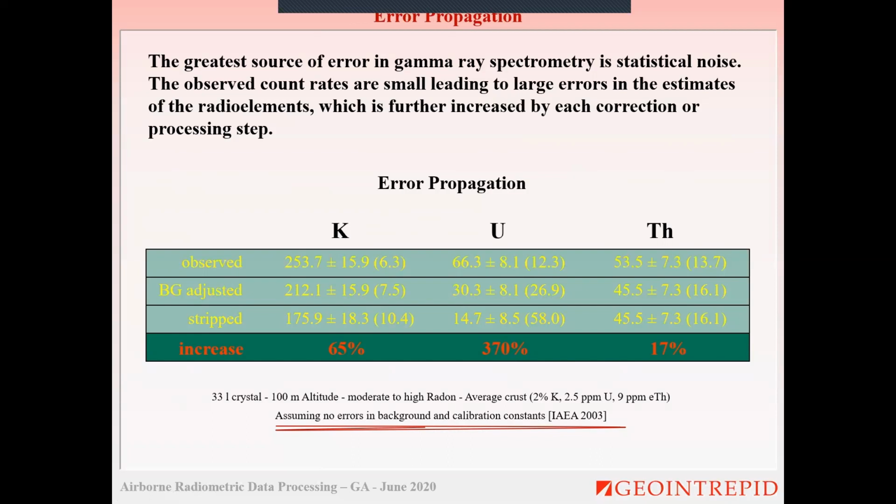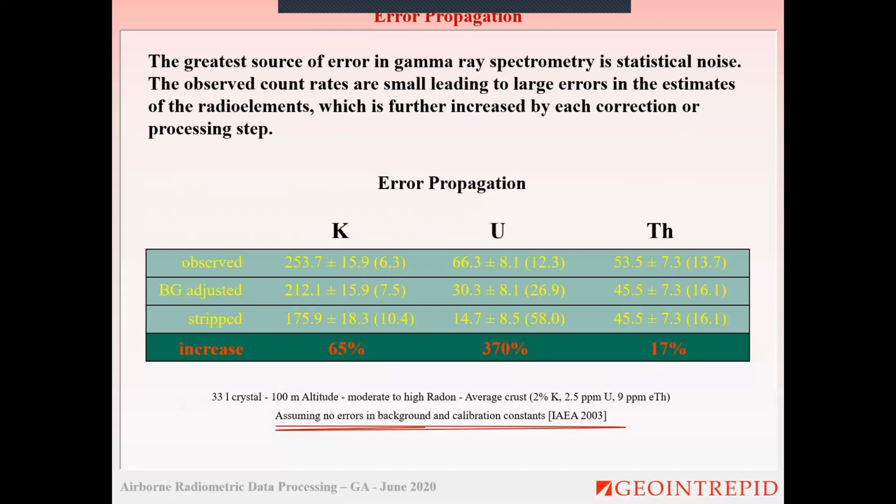Through the entire processing, obviously we have error propagation, and that error propagation can be huge. In potassium, from start to final data, it's about 60%. Thorium is close to 20%, and the uranium channel has a whopping close to 400% error increase, and that obviously is only if all the background calibrations and constants are correct. So you have to keep that in mind. There is a problem. There is a large error.